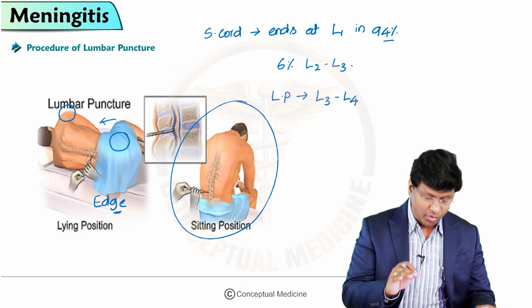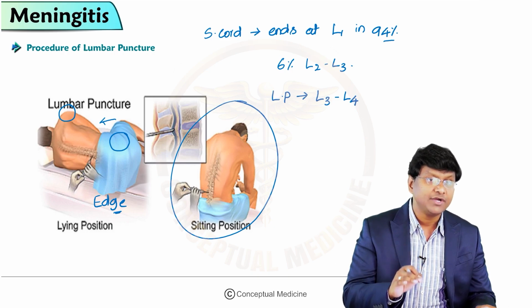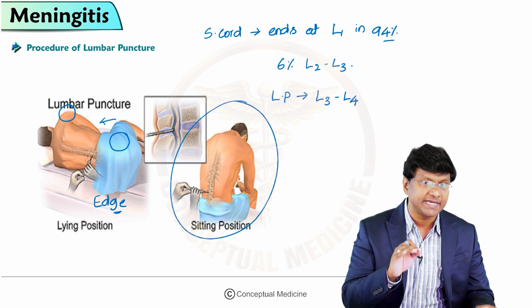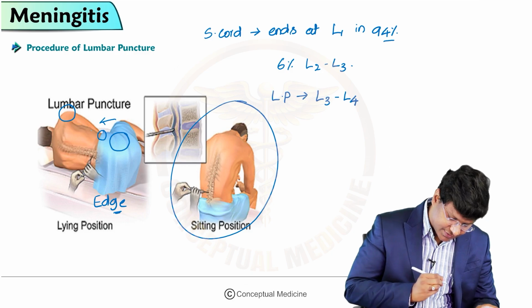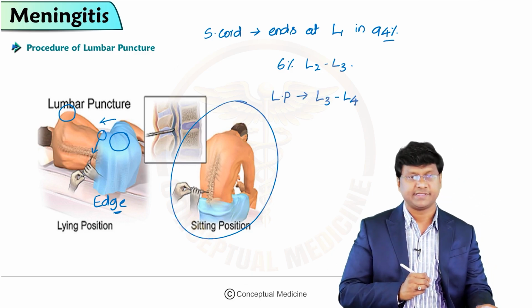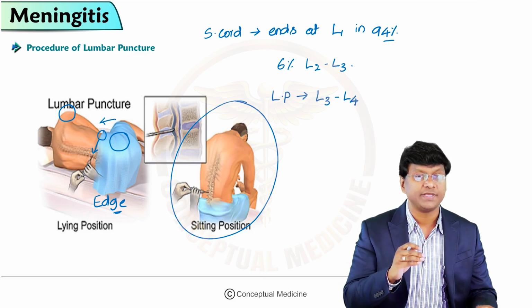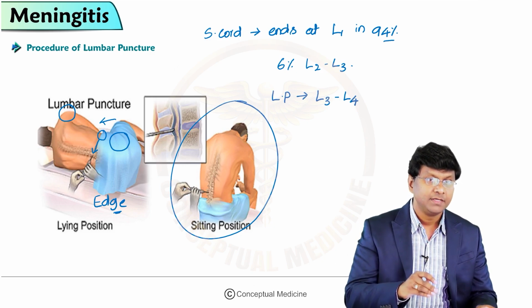And what will be the anatomical guideline that you will take? The anatomical guide is a line joining the posterior superior iliac crests. See, this is the posterior superior iliac crest, so exactly below it. The anatomical guide is a line joining the posterior superior iliac crest or posterior superior iliac spine.